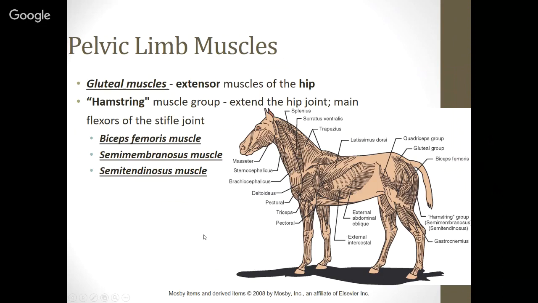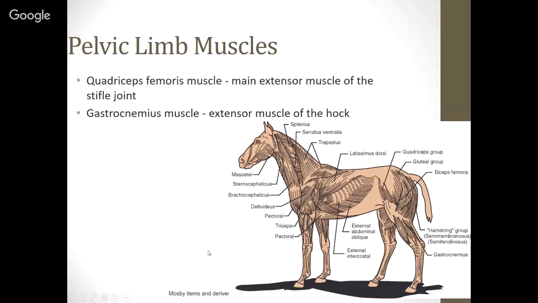Pelvic limb muscles, the main ones, we have the gluteal muscles, which extend the hip. We have the hamstring group back here. They extend the hip joint, and they're the main flexors of the stifle joint. They include the biceps femoris, which is on the lateral surface of the rear limb, the semimembranosus, and the semitendinosus. These are back in the back. These are the two major muscle groups, the semimembranosus and semitendinosus, that you want to push together when you give an injection, because in between them runs the sciatic nerve.